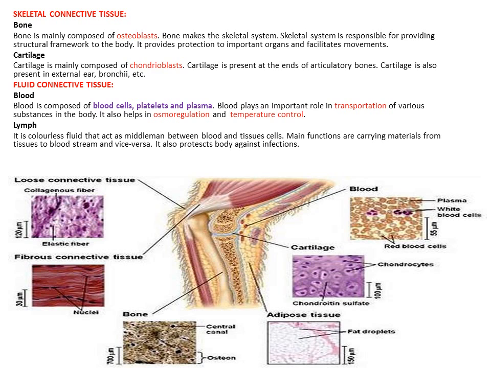This plasma contains about 90% water and 10% different types of molecules. Different proteins like albumin, globulin, fibrinogen, as well as glucose, amino acids, and lipids are all present in plasma. And the blood cells suspended in this plasma are of three types. What are they? Red blood cells, white blood cells, and platelets.